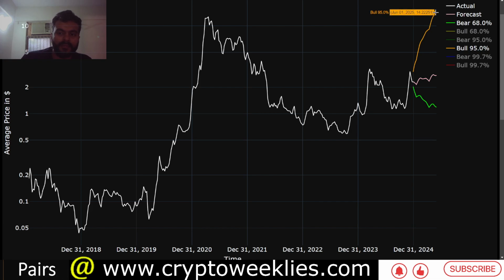4 years later would be about April of 2025, and this time the 2 standard deviation bull run peak for Theta is at around $14.22 from the current price. That is about a 7x, a little under 7x from the current price of about $2.32.